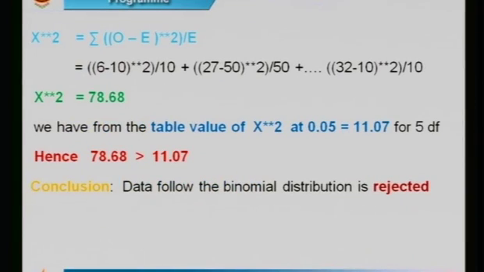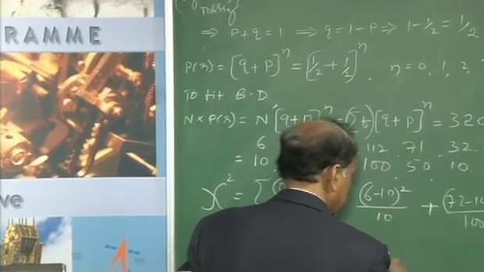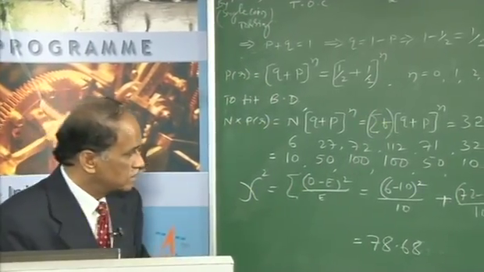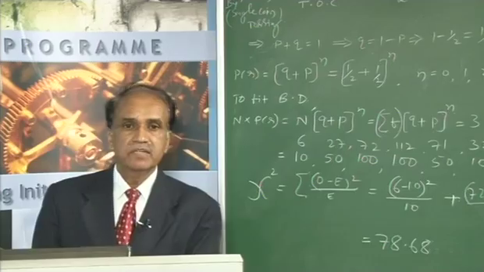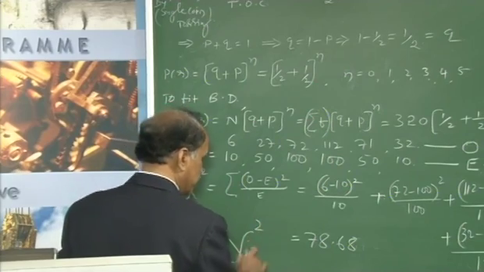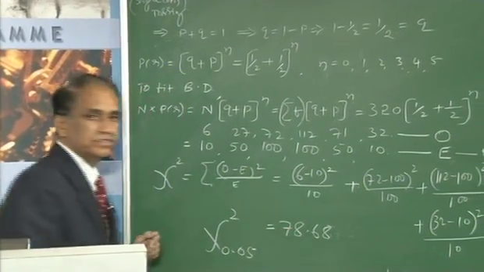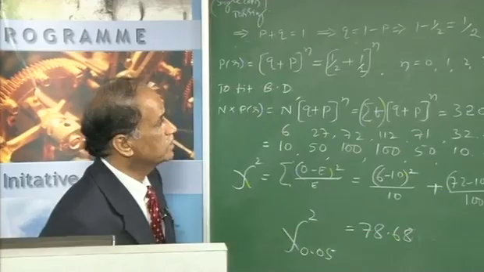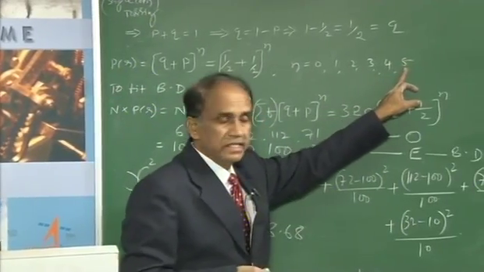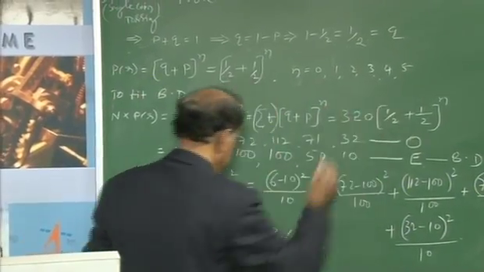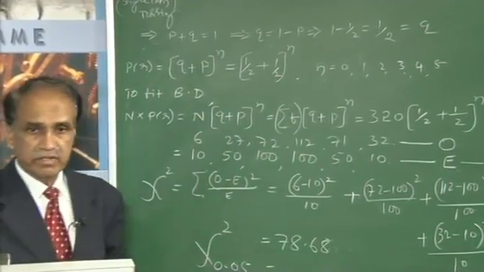using the chi-square test. The answer is 78.68. This answer, 78.68, is from the chi-square test with the help of the binomial distribution equation, and now the table value which you are going to observe. Chi-square at 5% level of significance: for how many values is it given? 0, 1, 2, 3, 4, 5, means 6 values are there, so you calculate degrees of freedom as one number less. At 6 values that means 5, and that value is 11.07.